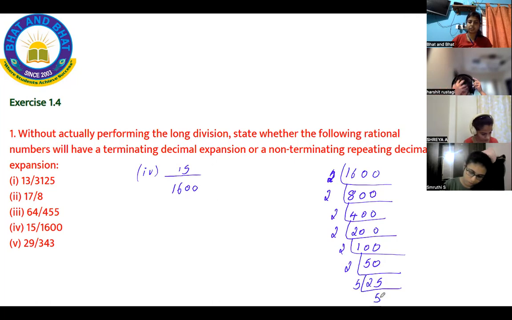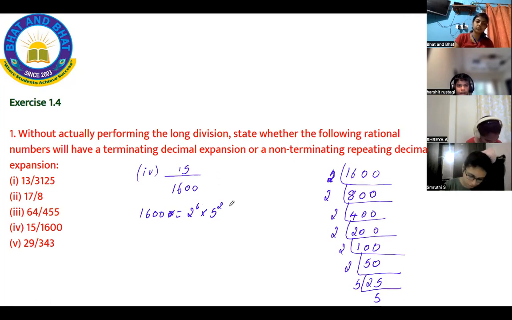So 5 5s are. So we got 1 2 3 4 5, it's 6, 2 to the 6 power times 5 squared, which is equal to 2 raised to 6 into 5 raised to 2. So it is already in the form of 2 raised to n, 5 raised to m. Therefore, it is a terminating decimal. Okay, it has terminating decimal.